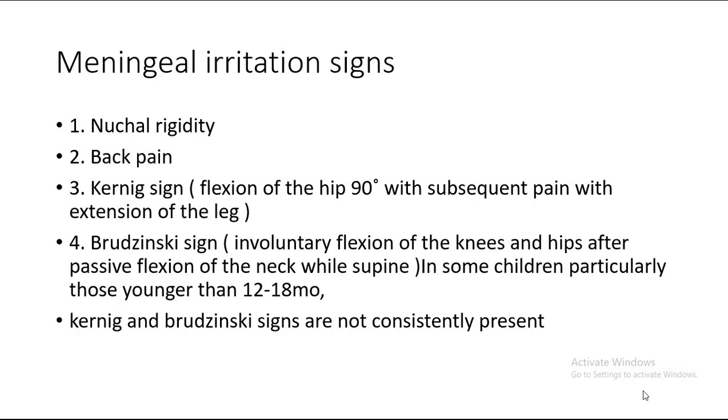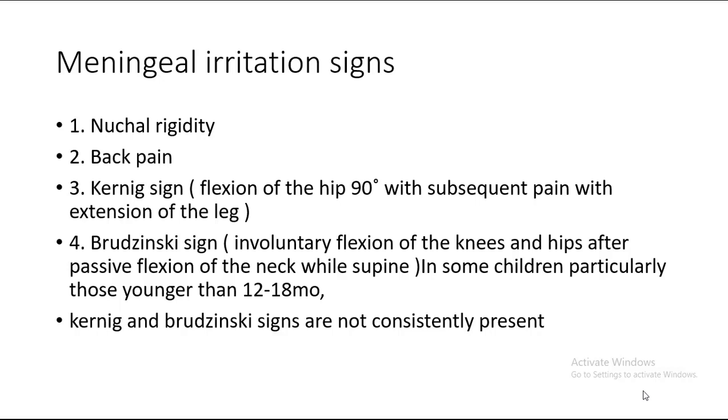Meningeal irritation signs are very important, but the Kernig sign and the Brudzinski sign are not consistently present. And be careful that meningeal irritation signs may be absent in the infancy period. So absence of these signs cannot exclude meningitis. Now these irritation signs include nuchal rigidity, back pain, Kernig sign, Brudzinski sign.